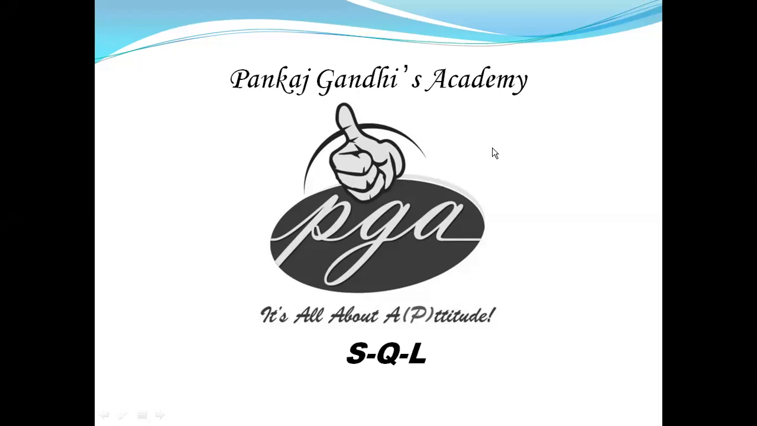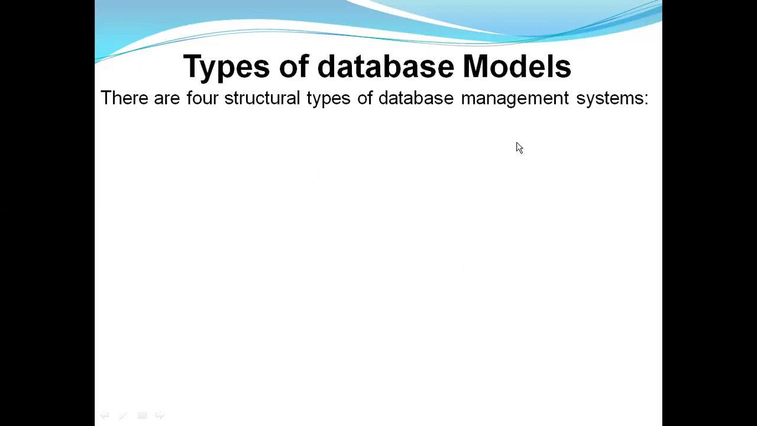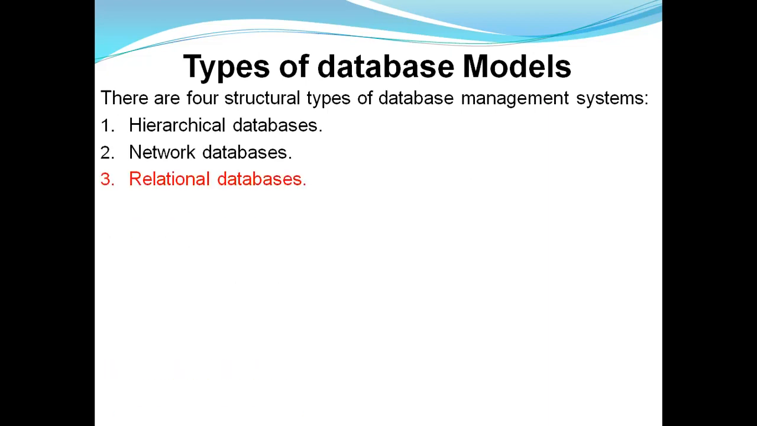Before going to that, let's understand there are certain types of database models. Basically, there are four structural types of database management system. First, hierarchical database. Second is called a network database. Third is a relational database. And fourth is an object-oriented database. If you observe these four, three are in black. The third one, relational database, is in red because we are more concerned about relational databases.